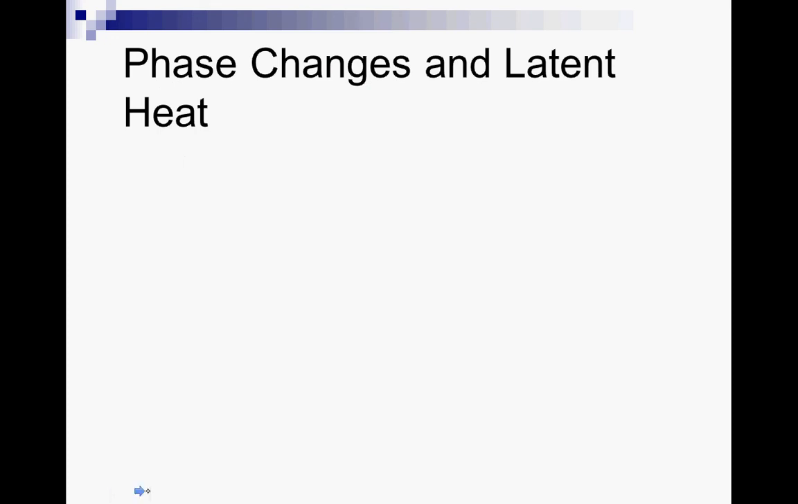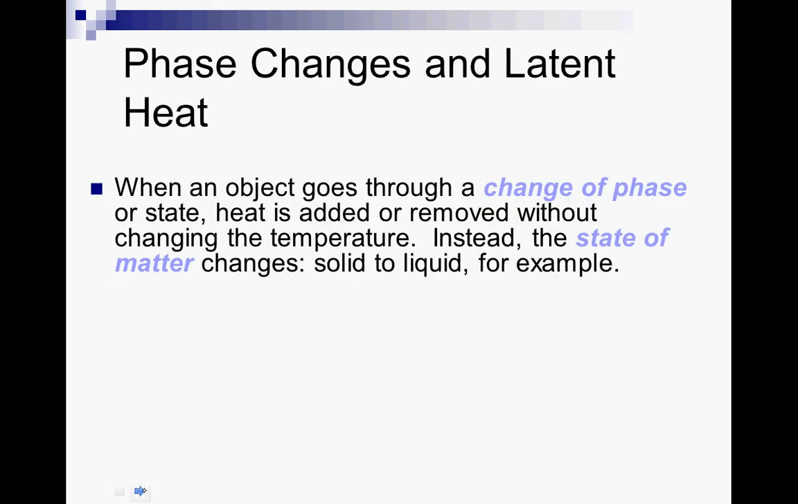Okay, phase changes and latent heat. When an object goes through a change of phase, heat has to be added or removed, but the temperature does not change. Instead, the state of matter changes. So what I'm saying is if I've got ice water and I add heat to it to melt the ice, while I'm adding that heat, the temperature of the water is not changing. It's remaining constant. And I can show you this when I get back to class. There's a lab day demonstration that I do where I will take a beaker of water, place it on a hot plate, and I'll have ice water in the beaker, so I'll crush up some ice and add to it.